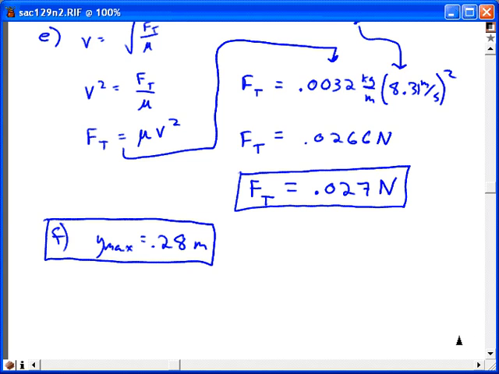And that should wrap it up, except for the fact that this expression up here actually evaluates to 0.022098, which rounds to 0.022 newtons. All right.